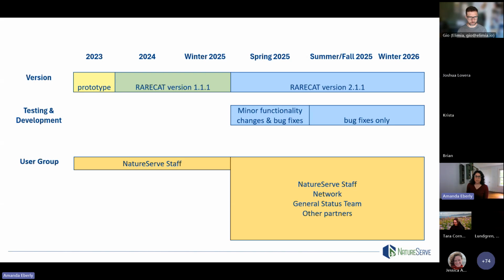Up until that point, NatureServe staff were the only users of the tool. In 2025, we added additional functionality, including the ability to process multiple species, and, of particular interest, releasing it to the network and adding a much larger user base. Moving forward into the fall and winter, we're going to continue working on fixing bugs, but the incorporation of new functionality is on hold for the time being.